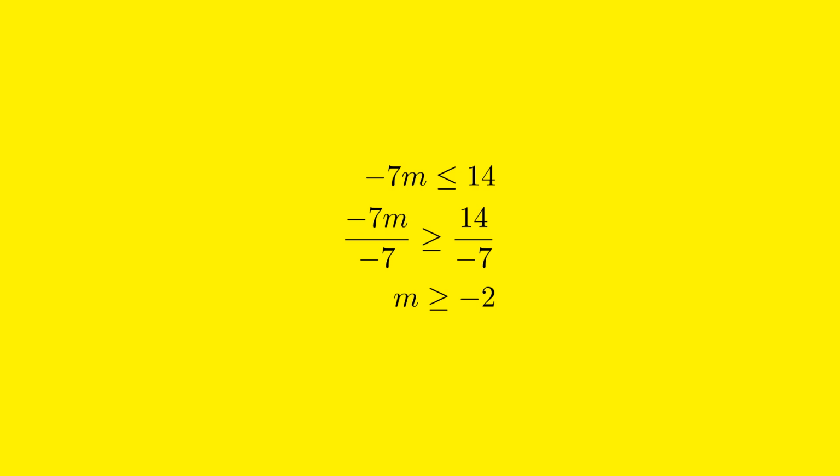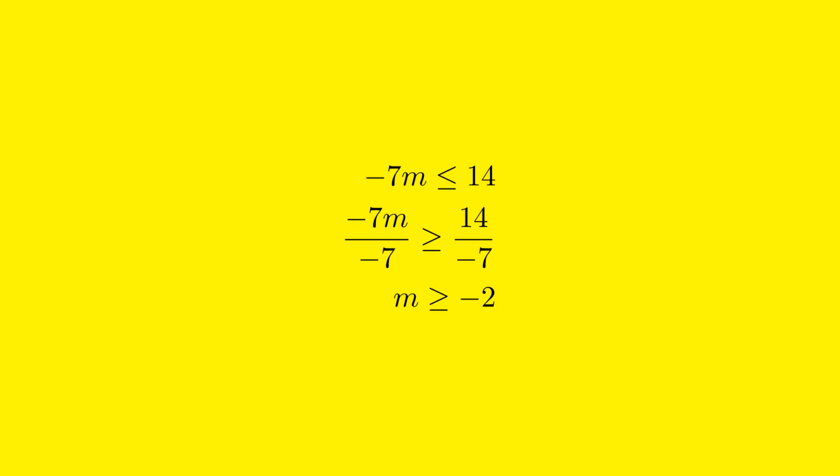However, there is a crucial rule in solving inequalities. Whenever we divide or multiply both sides of an inequality by a negative number, we must reverse the direction of the inequality sign. This is essential to maintain the truth of the statement. So let's proceed by dividing both sides of the inequality by -7 and reversing the inequality sign.